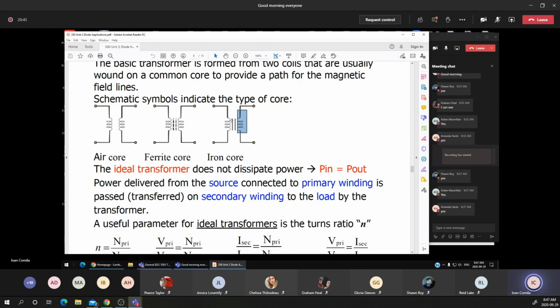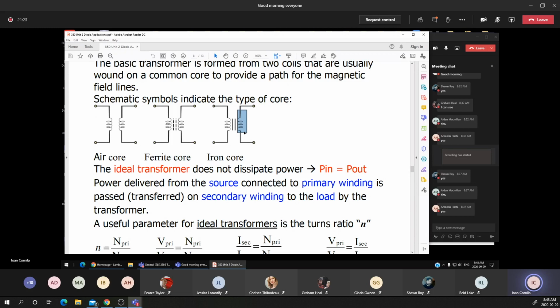The iron core, you notice the difference between the two dashed parallel lines and the two straight lines. The iron core has this symbol, which means that the two solid parallel lines indicate an iron core. In this course, it doesn't matter if the transformer is the first symbol, the second symbol, or the third symbol, but I'm just giving some heads up about the difference. The iron core is used for low frequencies.